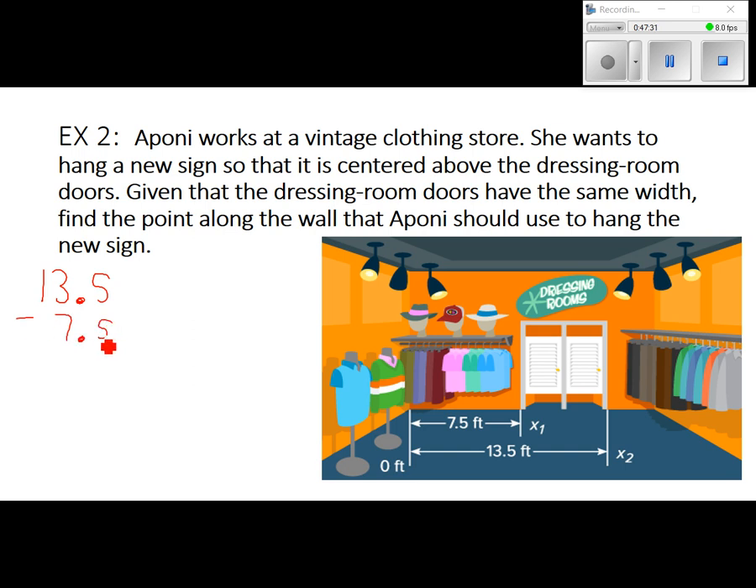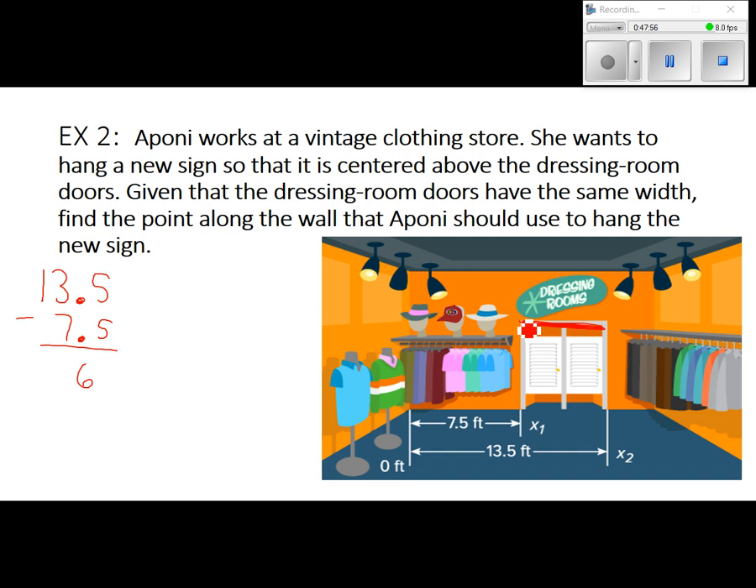What's that give you? So what's 6? Explain to me. It's the distance of both doors. It's the distance of the 2 doors. That's how wide the doors are right here, right? Everybody agree with that?